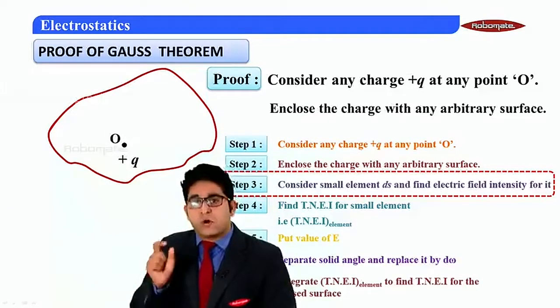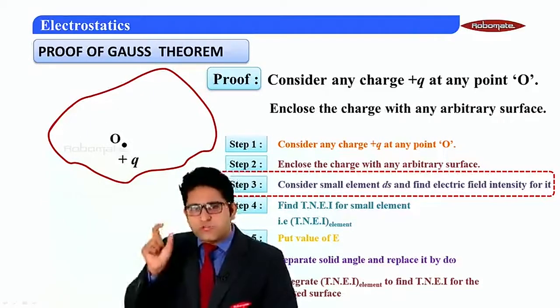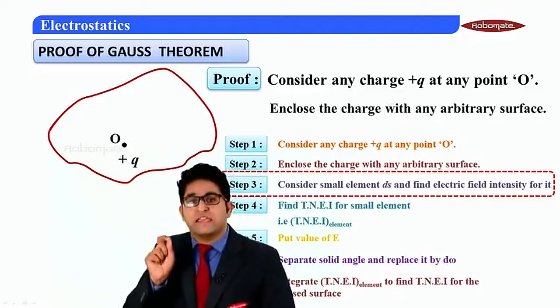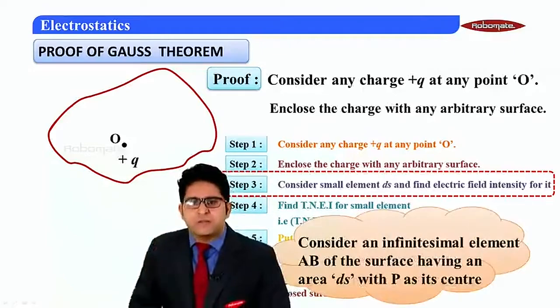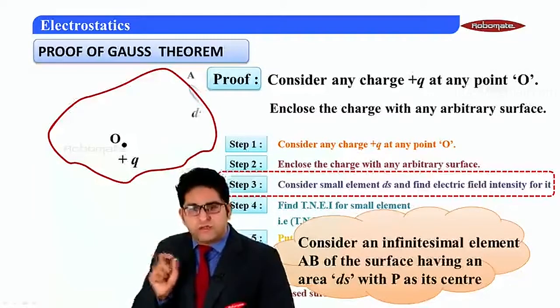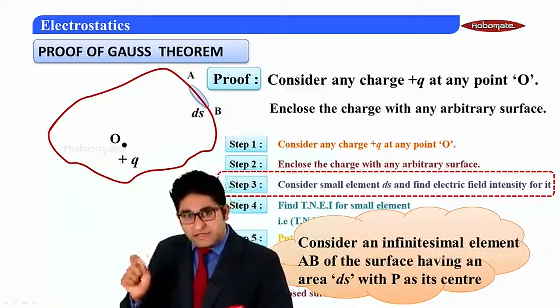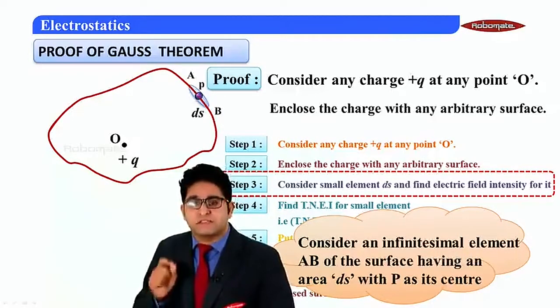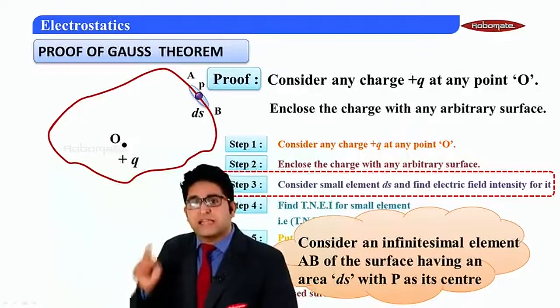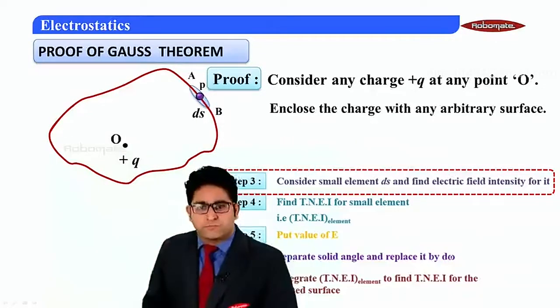Now let us consider a small element AB on the Gaussian surface which has area dS, and let's say capital P is the center of this particular area, right? So we have AB as an element having area dS, and let's say capital P is the center, and we are supposed to find the electric field intensity at this point P, right?